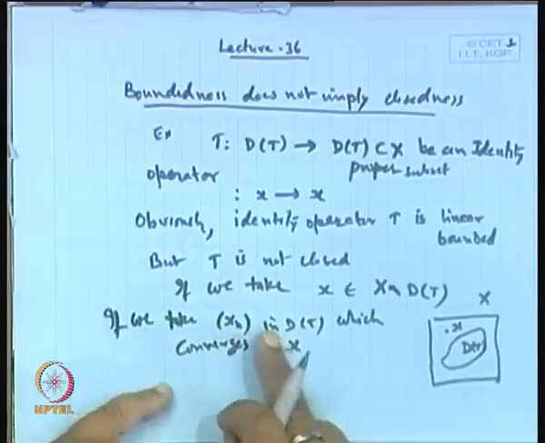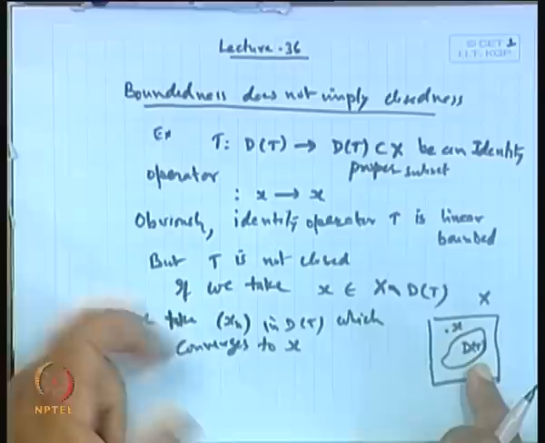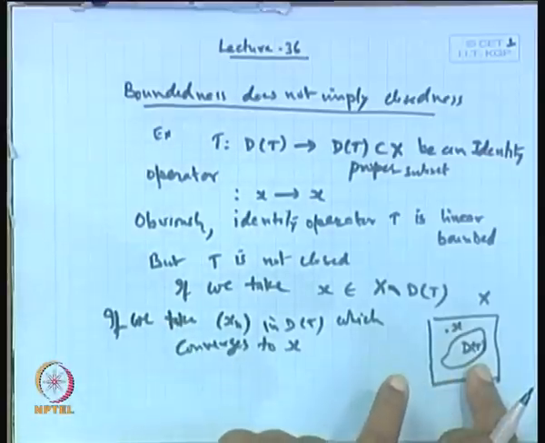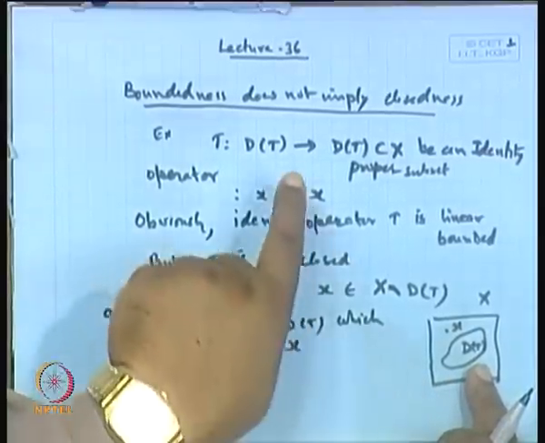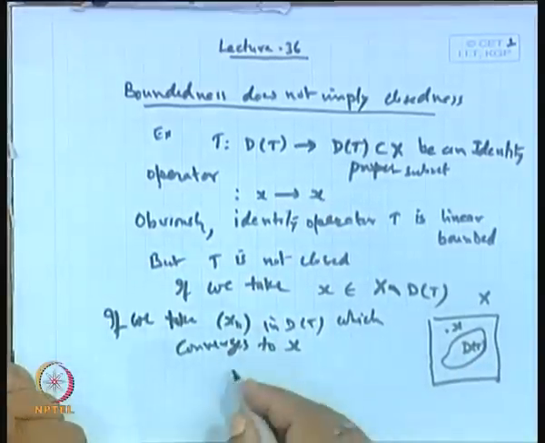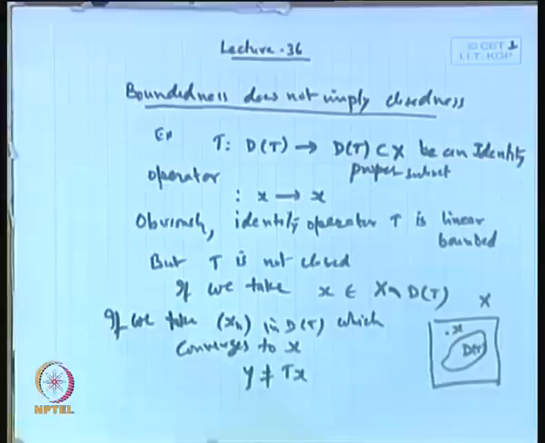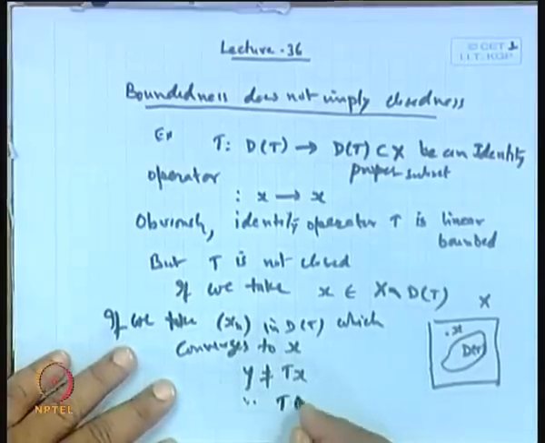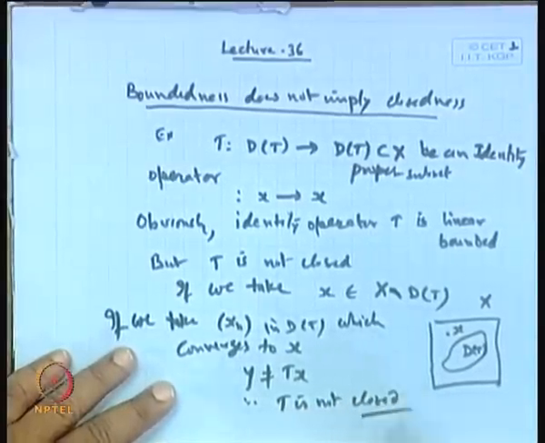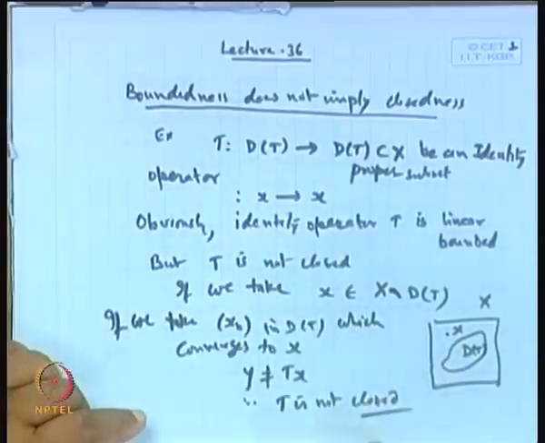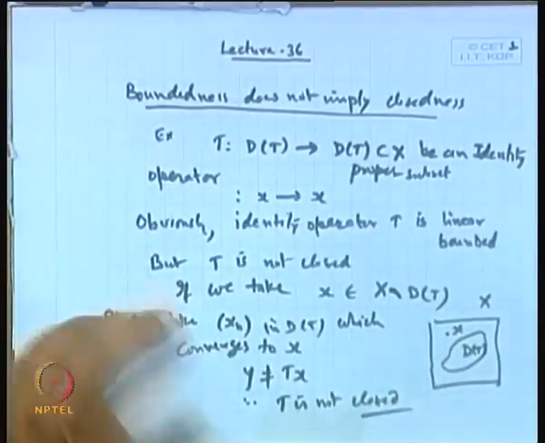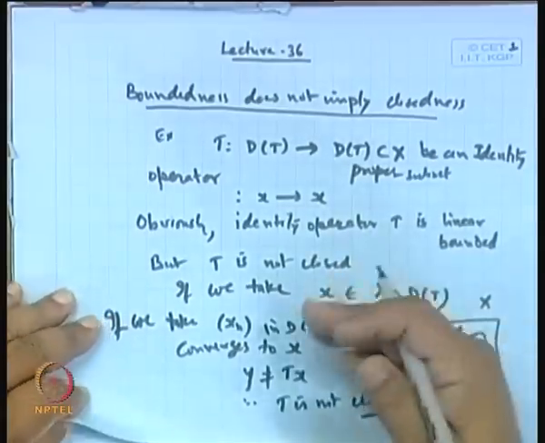So, if we take a sequence x_n, its image is T x_n, and that T x_n will not go to T x, is it not? So y is not equal to T x. Is it clear? Therefore, this operator T is not closed. So, the operator is bounded, but is not closed. So, it means we cannot have a relation between the closedness and boundedness in general, but under a certain restriction we get the relation. Okay. That restriction we will see afterward.